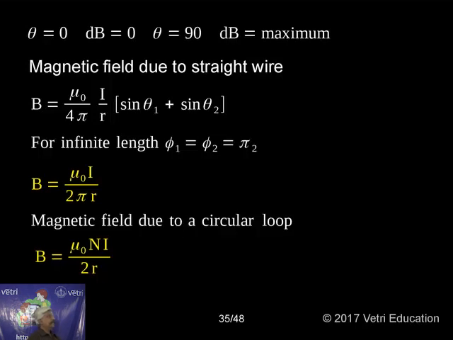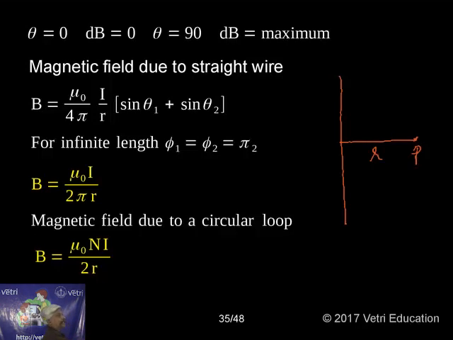Magnetic field due to a straight wire, just now we have seen. You have to imagine a straight wire carrying current: mu naught by 4 pi, I by r, into sin phi 1 plus sin phi 2. This is also very important bookwork as far as your third standard examination is concerned. This is a straight wire, I consider. This is a point P, which is at a distance r.